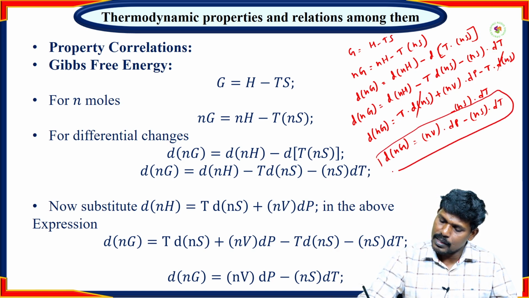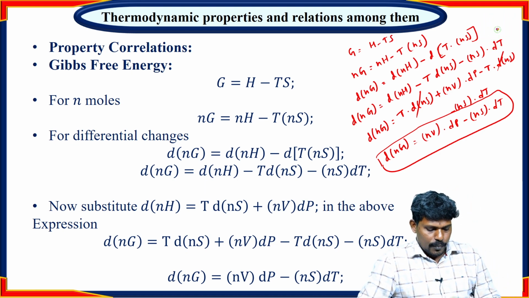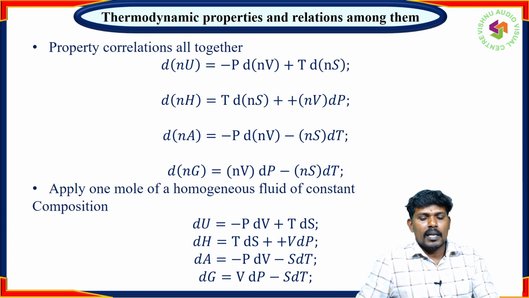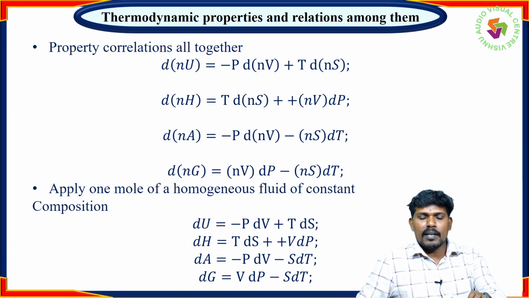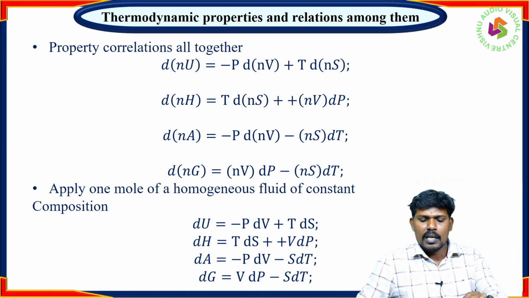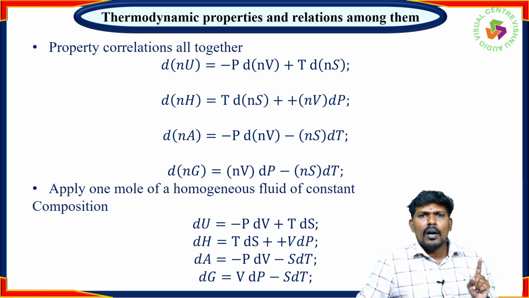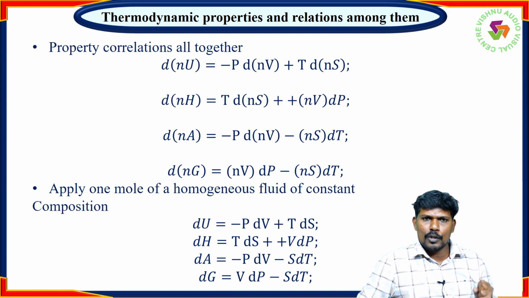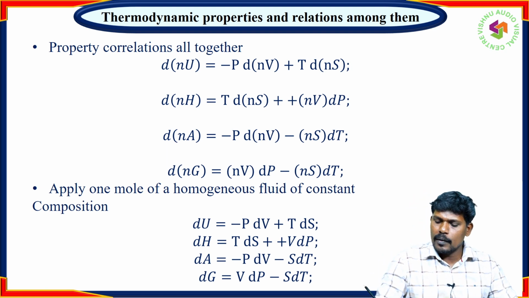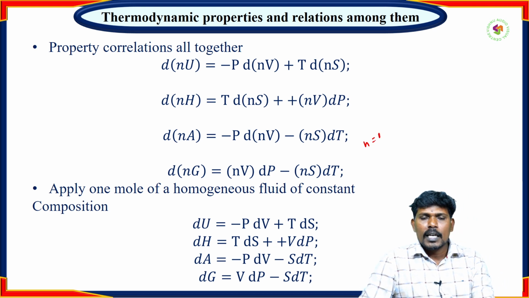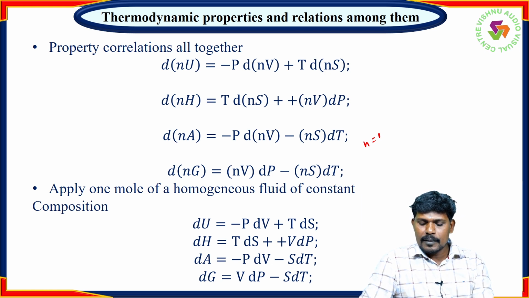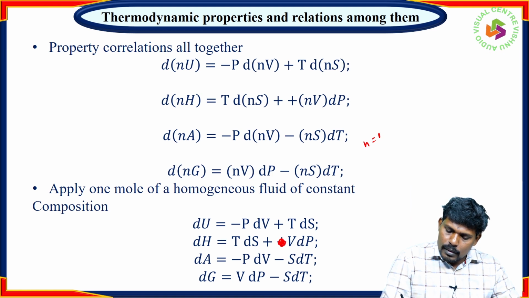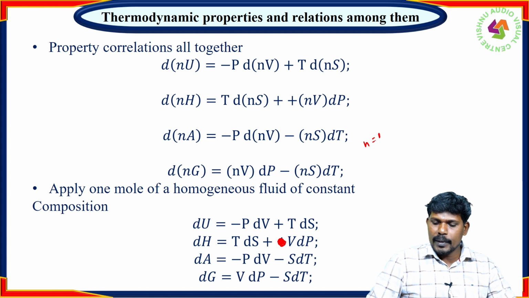so these are property relations among them. So we can write all together, d of nU is equal to minus P into d nV plus T into d of nS, whatever the property relation we got. Now write together, and from there apply for 1 mole of a homogeneous fluid at a constant composition. So here n is equal to 1, then we will get dU is equal to minus P into dV plus T into dS, dH is equal to T into dS plus V into dP.